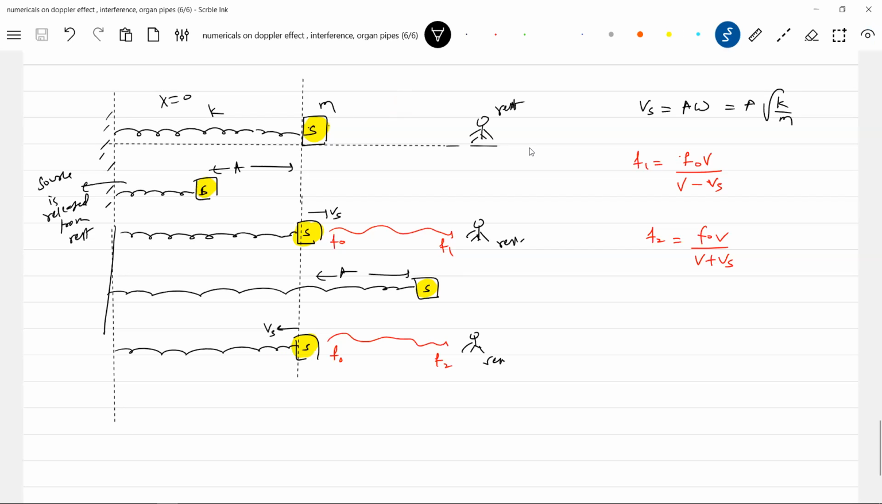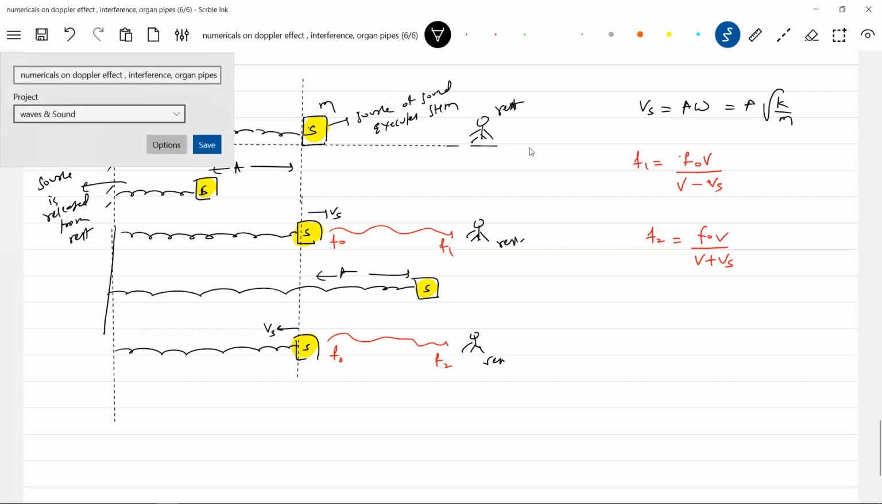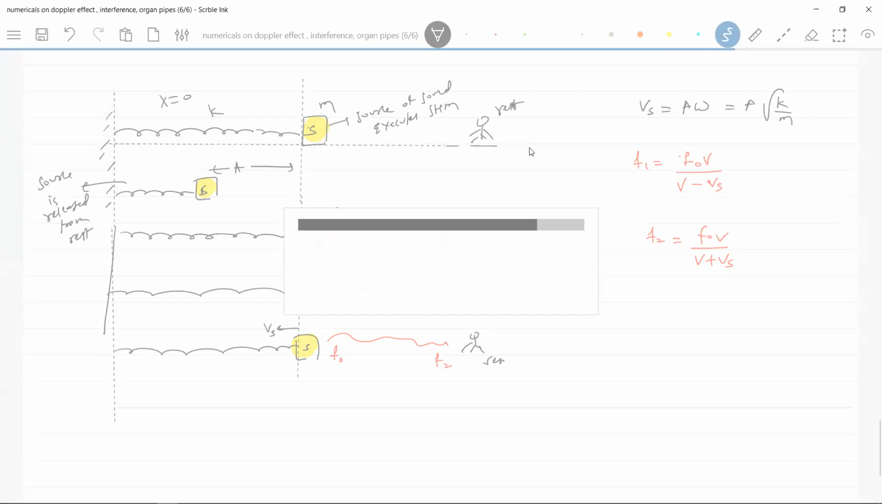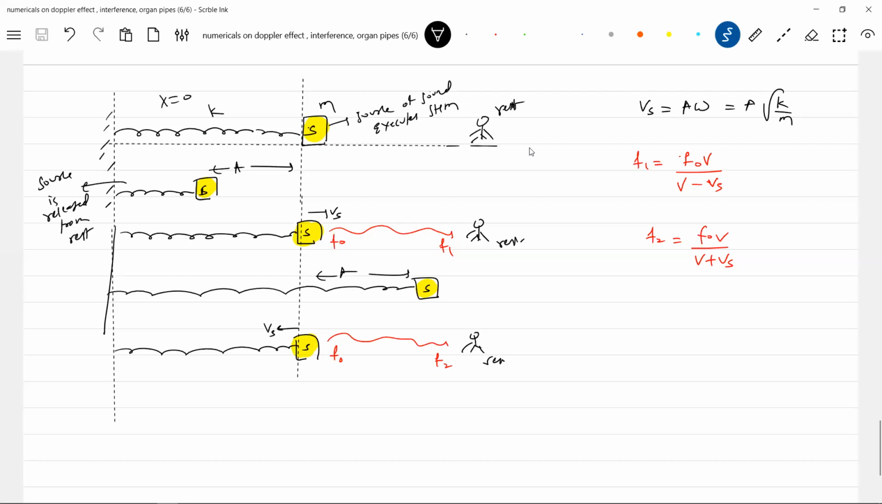This is the source, a source of sound that executes SHM. Okay, so these are the things.